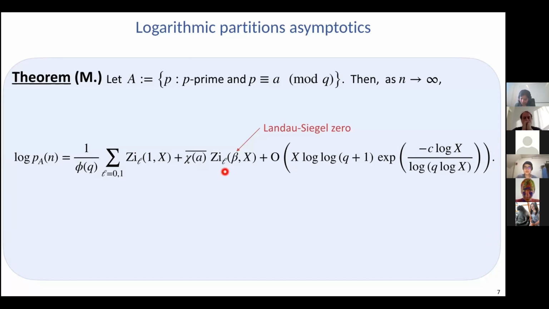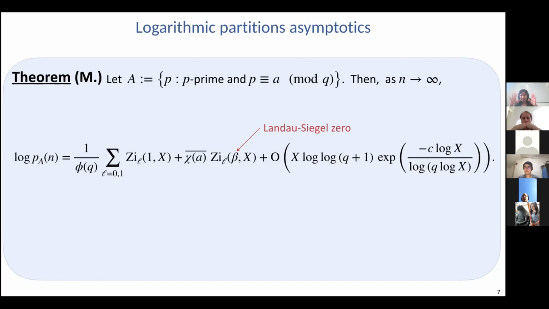This term over here consists of this exceptional character. So these are the characters. Okay, I'll say a few words about that. If you are not aware of these Dirichlet characters, I'll say a quick word about that.